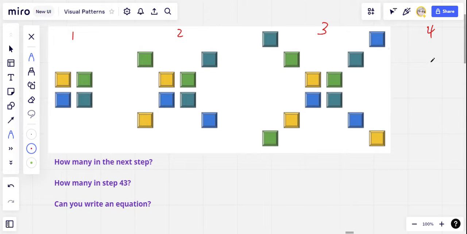And if you can do that, then try to predict the number of squares in step 43, much more difficult. And can you write an equation along the way that could be used to predict the number of squares in any step at all? So that's the challenge. If you'd like to accept that, pause the video, give it a try.